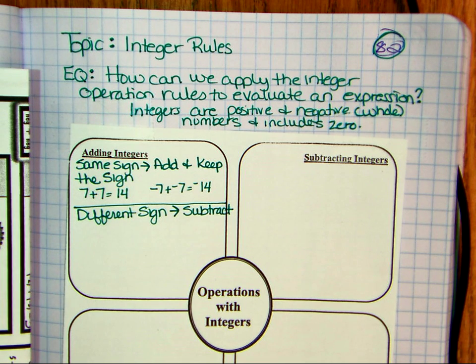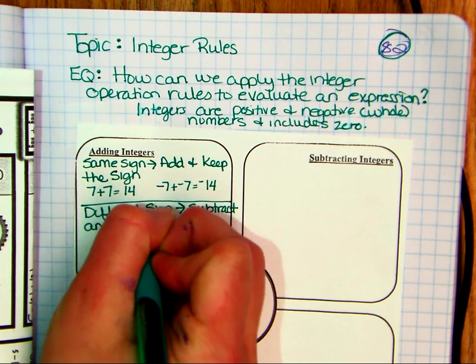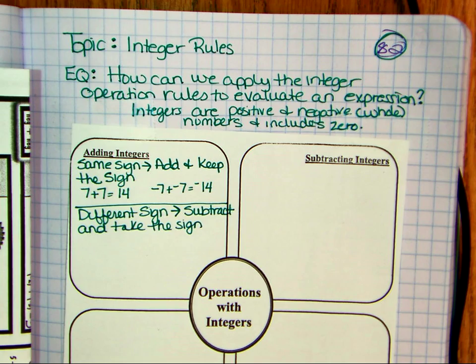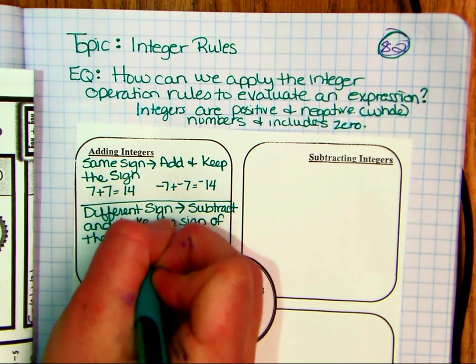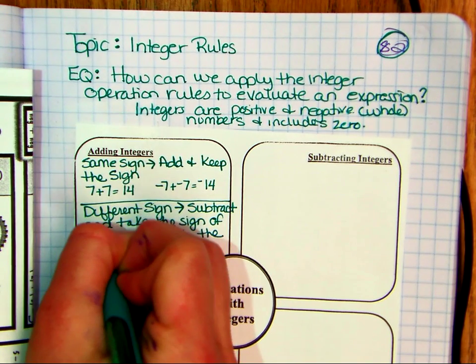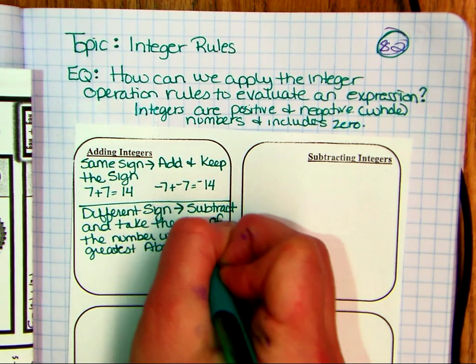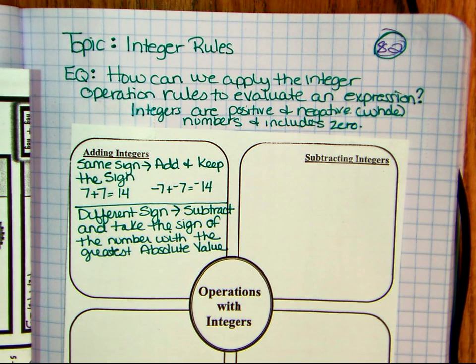So once you've done that and you've subtracted, you're going to take the sign of the number with the greatest absolute value. And remember, absolute value is the hops from 0. So it doesn't matter if it's positive or negative, it's just the distance that it is from 0 and which one is the biggest. And you're going to take that as the sign.